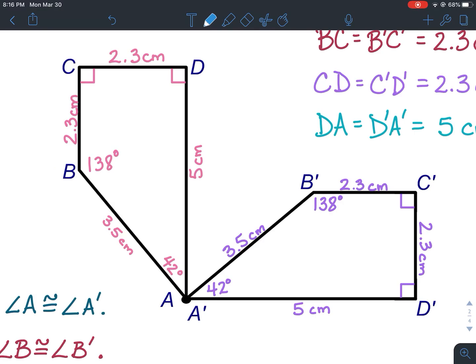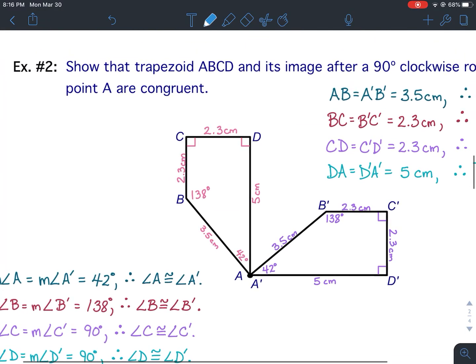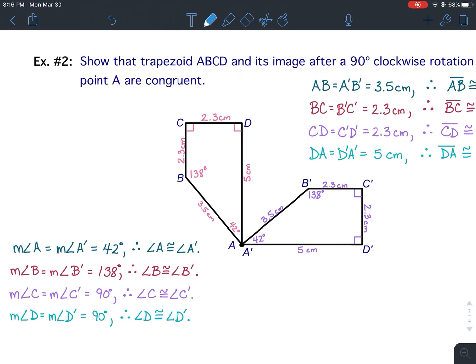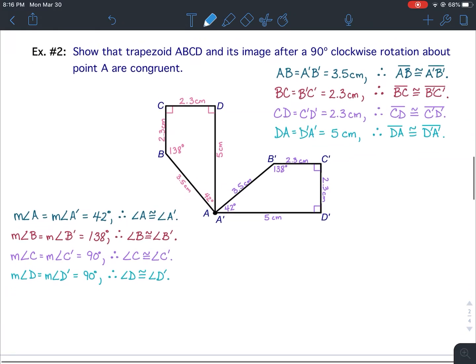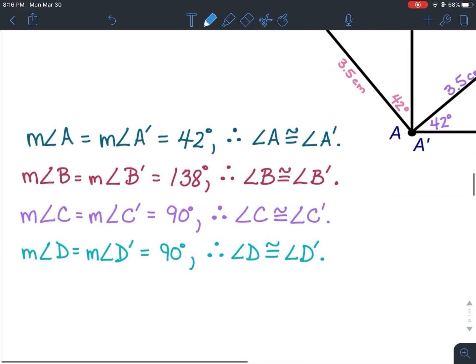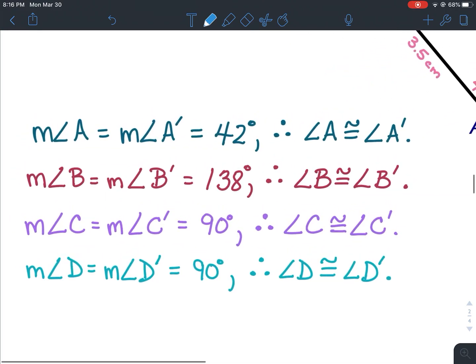Okay, so remember, in order to verify or to prove that they are congruent, you have to prove that all corresponding parts are congruent. So let's start with the angles. The measure of angle A equals the measure of angle A prime, which equals 42 degrees. Therefore, angle A is congruent to angle A prime. The measure of angle B equals the measure of angle B prime, which equals 138 degrees. Therefore, angle B is congruent to angle B prime.